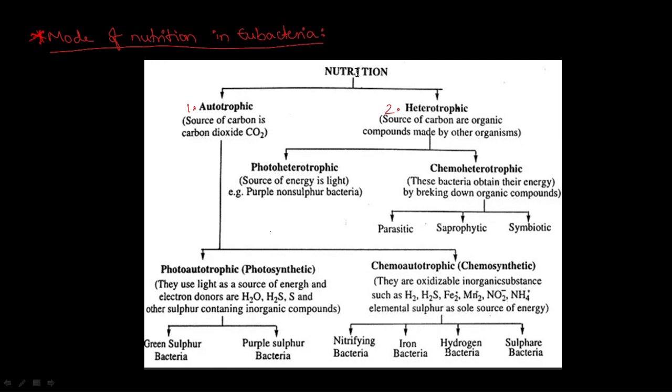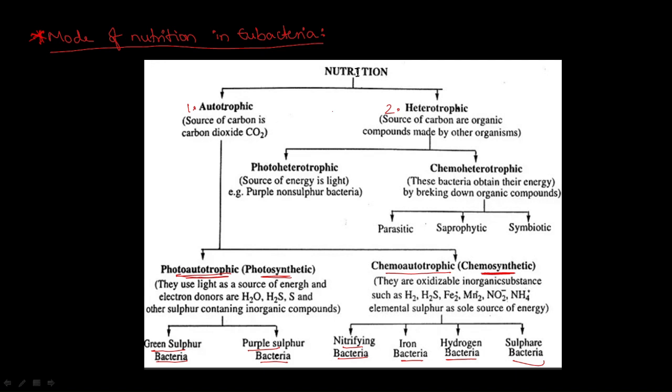Again, autotrophic is divided into photoautotrophic and chemoautotrophic. Photoautotrophic, which means photosynthetic; chemoautotrophic, which means chemosynthetic. Photoautotrophic means that the source of energy is light. In chemoautotrophic, the source of energy is from inorganic chemicals. The examples for photoautotrophic are green sulfur bacteria and purple sulfur bacteria. The examples for chemoautotrophic are nitrifying bacteria, iron bacteria, hydrogen bacteria, and sulfur bacteria.